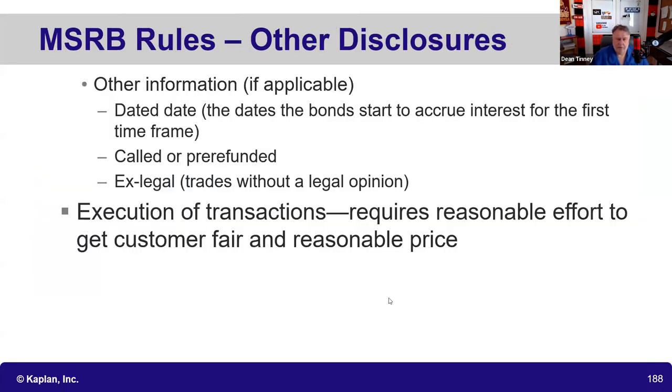Other information that applies: the dated date is when interest starts to accrue. We did one of these, Erica, earlier, right, where we had January 1, but it didn't make that first coupon until August 1st. So the dated date was January 1st when it started to accrue interest. And that's a long time frame, more than the six months. That first coupon is typically longer than the 6 months. What has been called pre-refunded, very testable.